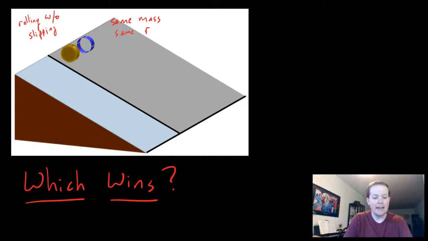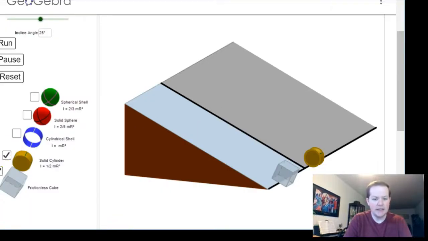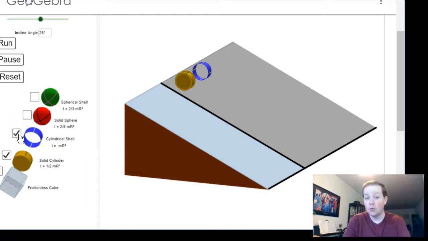Let's try it. Again, I have my animation. Now I can reset it here. So I'm going to hit reset. I'm going to get rid of the block, and I'm going to get the hoop. Let's see which one wins the race. You can test your prediction.